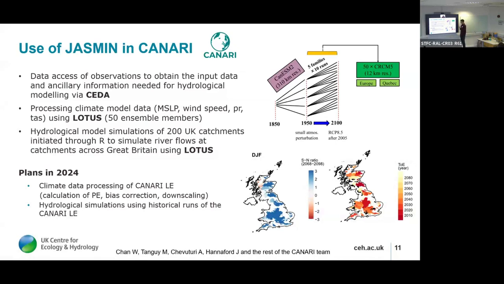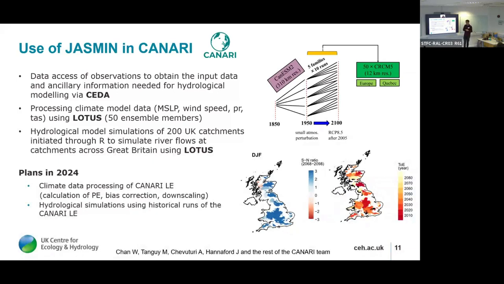So the main way I'm using JASMIN at the moment within CANARI is to process these existing large ensemble model datasets and use them to drive hydrological models across catchments in the UK to simulate river flows. And so I use JASMIN mainly in three ways. The first way is to collate all the data that are required for hydrological modeling, such as observations of rainfall and temperature, and those are easily accessible through CEDA from JASMIN.